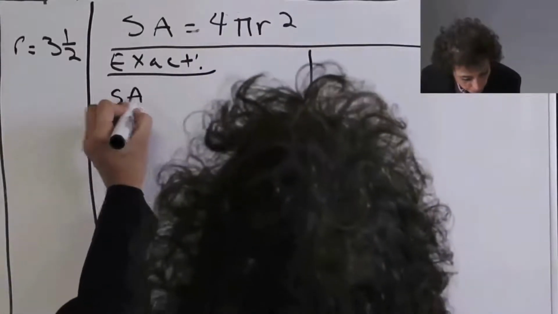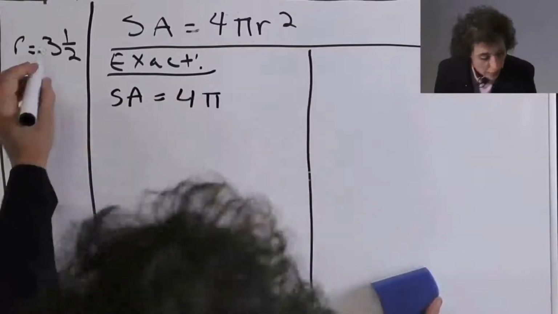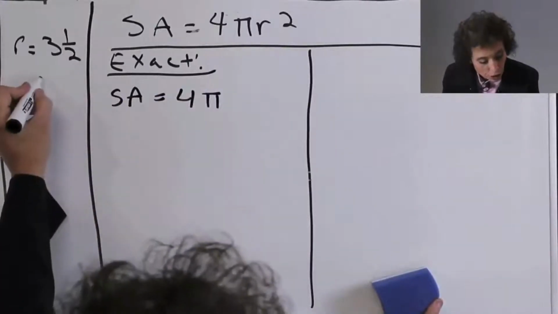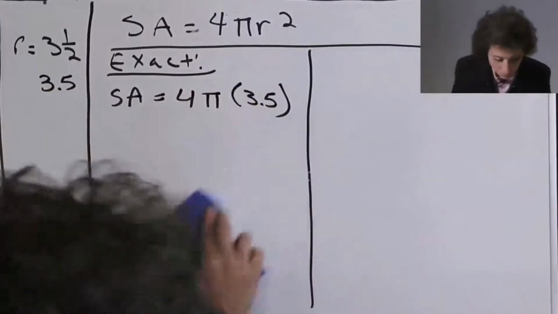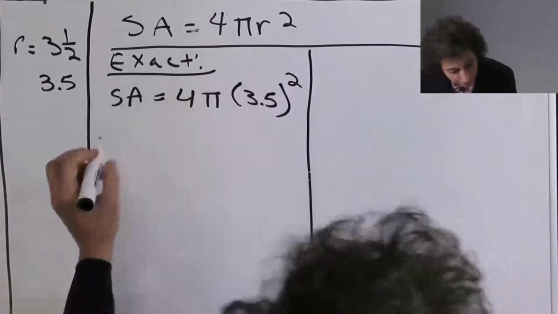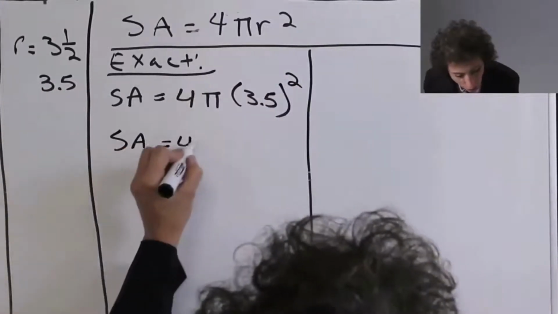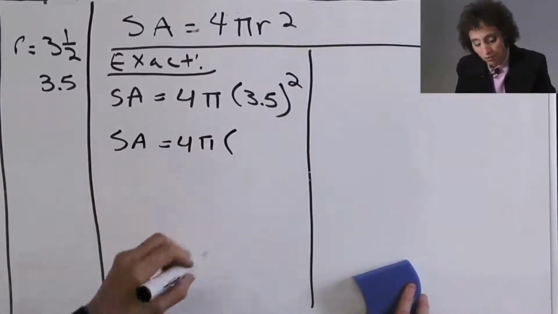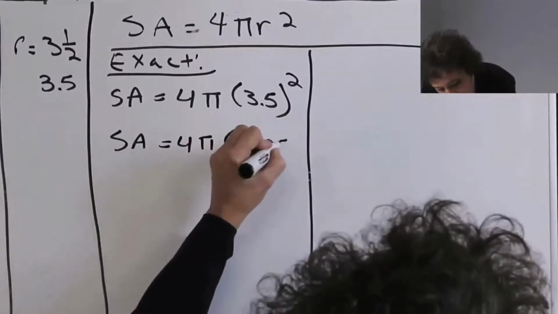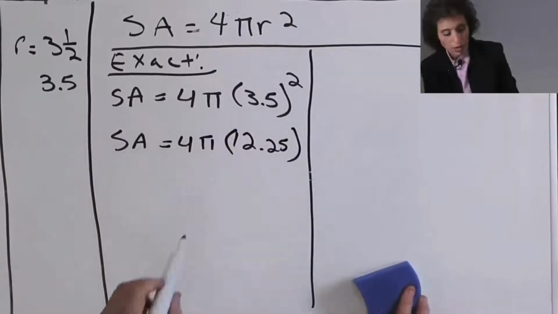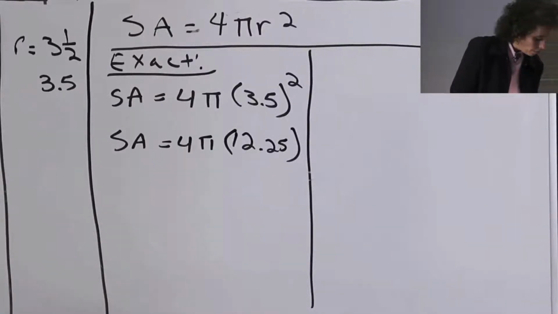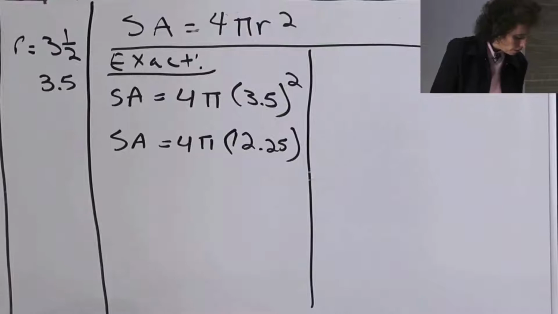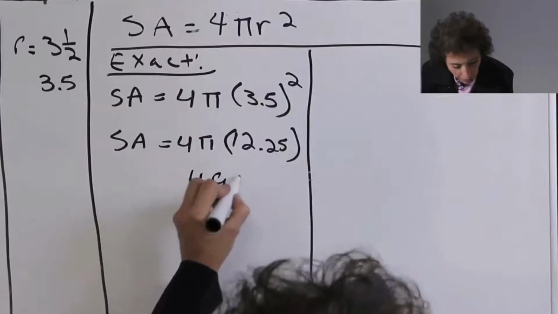So, 4 times pi, pi stays pi. Now I'm going to change 3.5 to 3.5, and I have to square it. Surface area equals 4 pi. 3.5 times 3.5 is 12.25. That's another trick. Ask me about it if you want to hear about it. Okay, 12.25 times 4 is 49. So we get 49 pi.